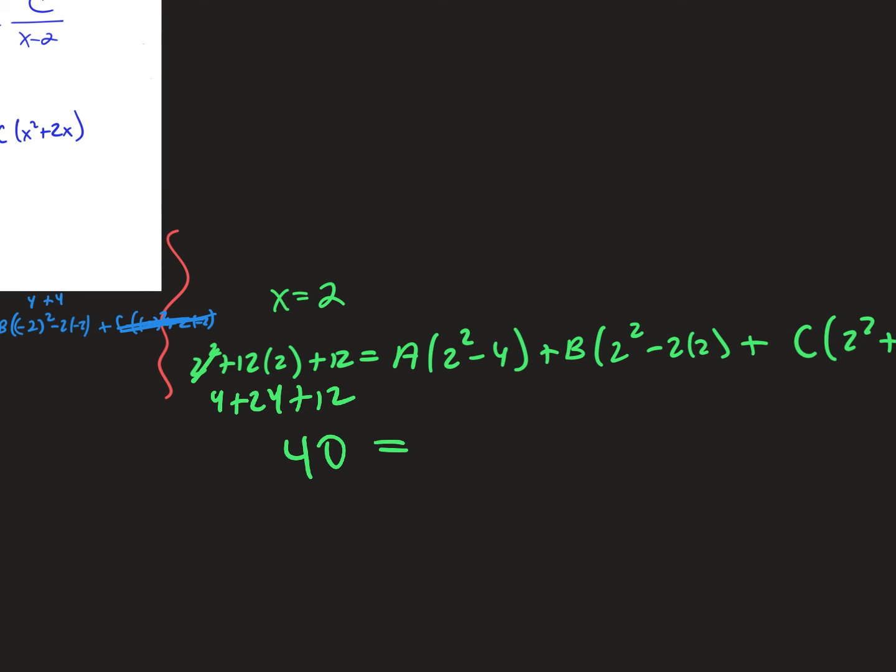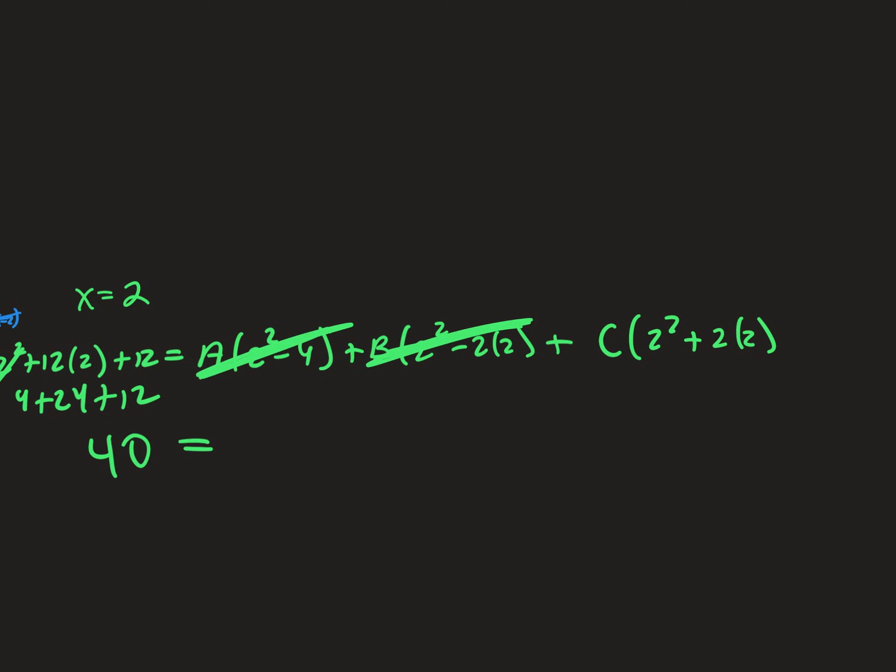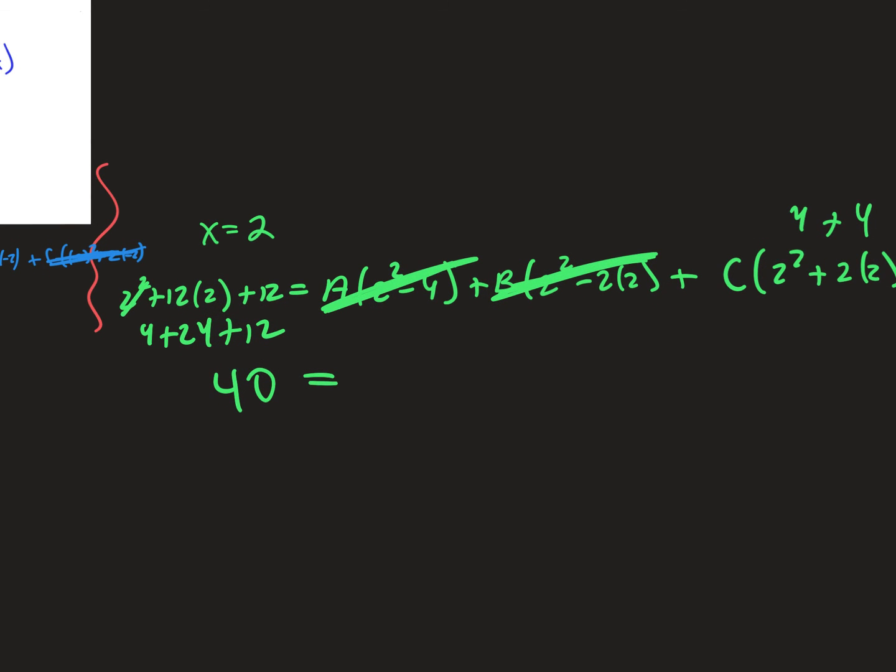All right, 2 squared is 4, and 4 minus 4 is 0. 2 squared is 4, and 2 times 2 is 4. So I'm left with 8c. You guys with me? Divide both sides by 8, and c equals 5.